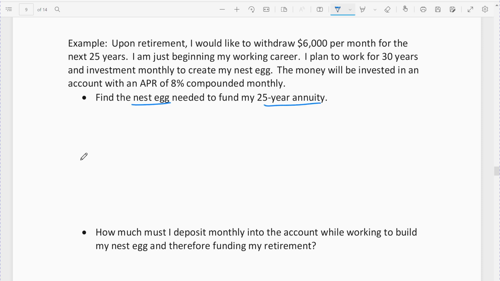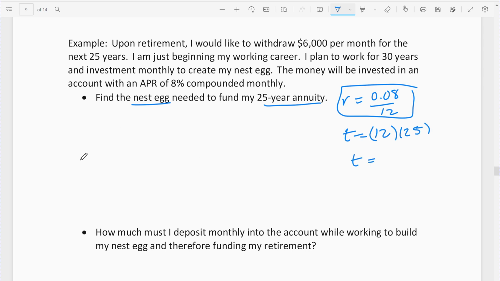So 25 years is when we're setting up our annuity, so R is going to be the same, T is what's going to change. R is our 8% divided by 12, which again, that's exact, I have to leave it. T for the nest egg is 12 times 25, which comes out to 300. So the nest egg.